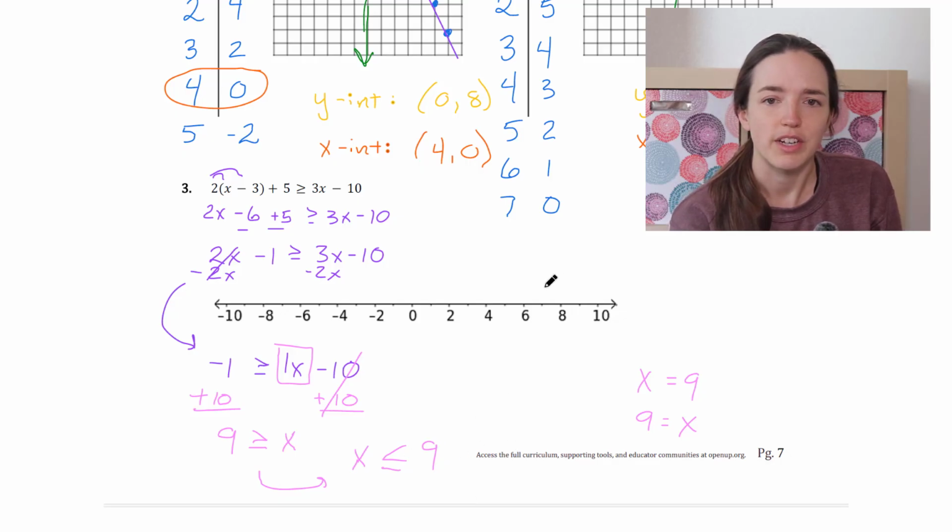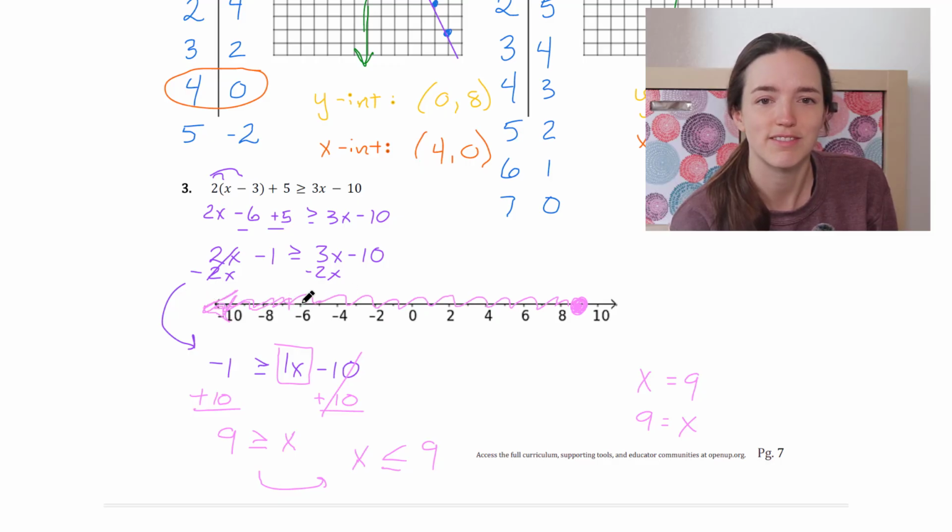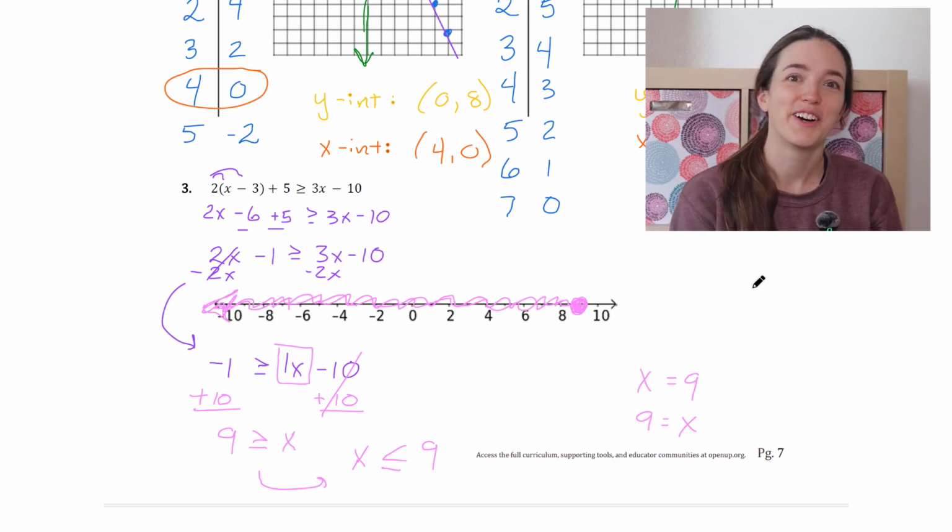Okay, so 9 is right here. I'm going to do a closed circle because this is less than or equal to. And since x is less than, it's got the smaller side of the symbol pointing towards the x. I want the numbers that are smaller than 9. So we're going to shade this way very poorly. It's not my best work. Okay, cool.